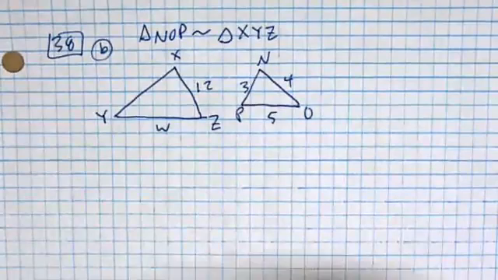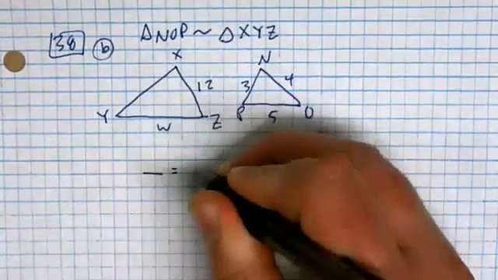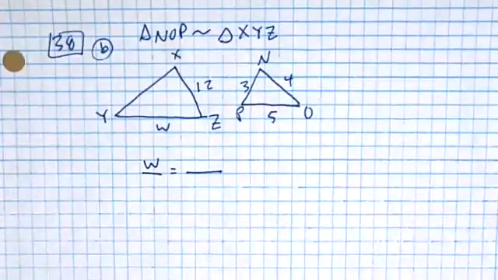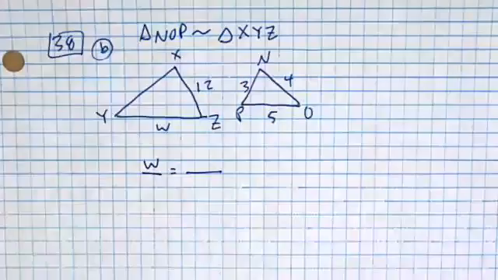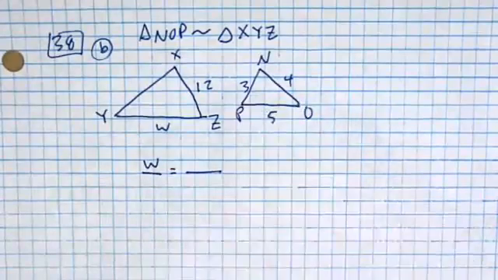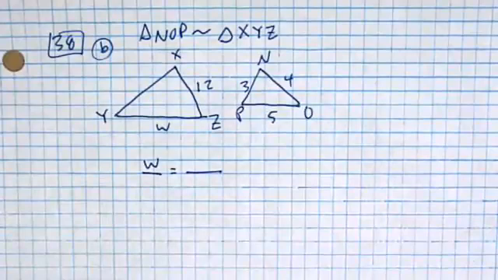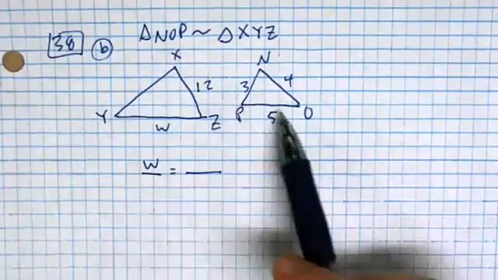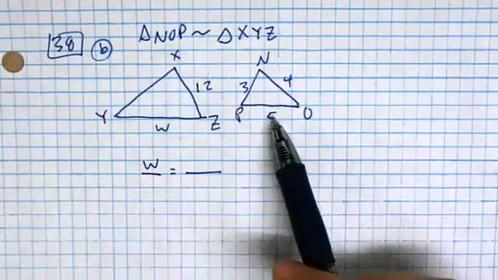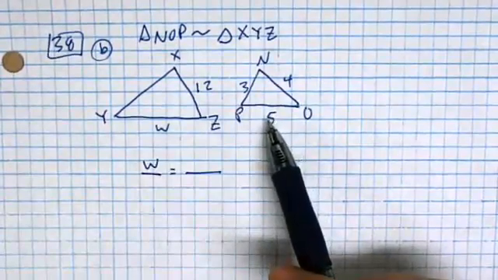So when I get to try and write my proportion, I know I'm going to have W somewhere in my proportion. The question is, what goes underneath the W? What goes with the W? Is it the 3, the 4, or the 5? How do you know? Because they're both on the bottom? All right, that's not always going to work. Be careful of that. It's not always going to work.